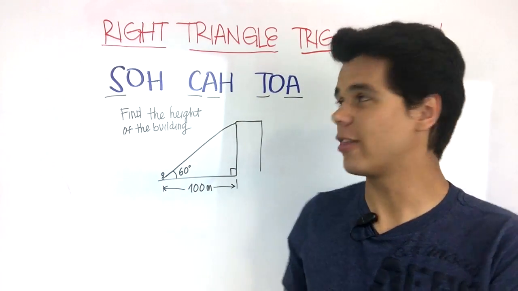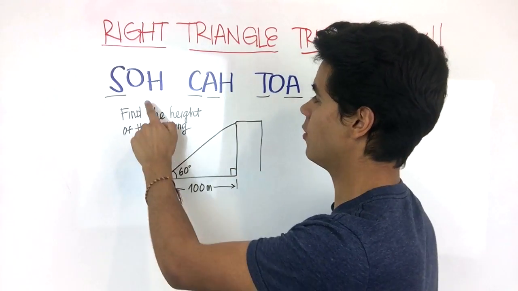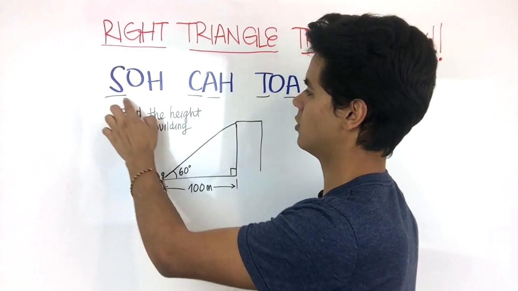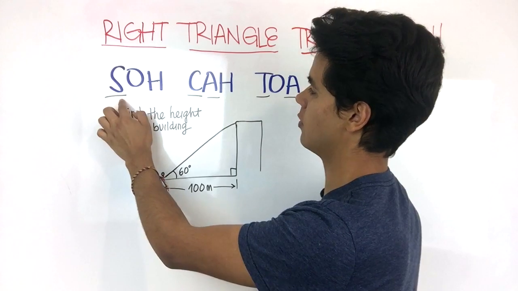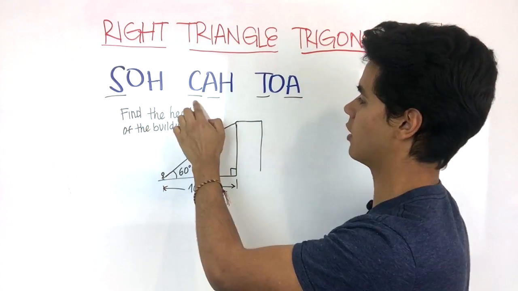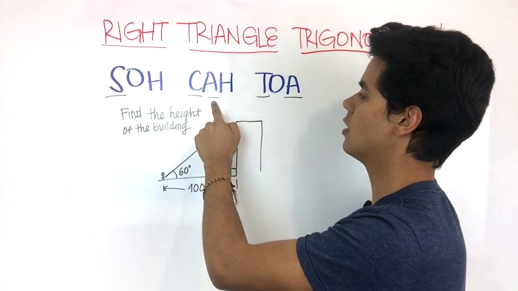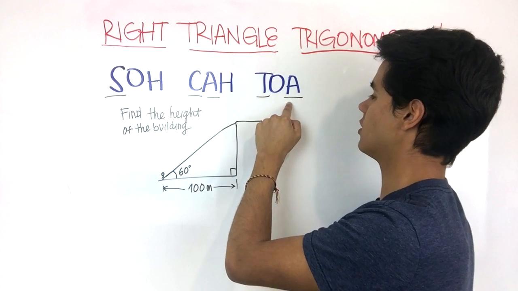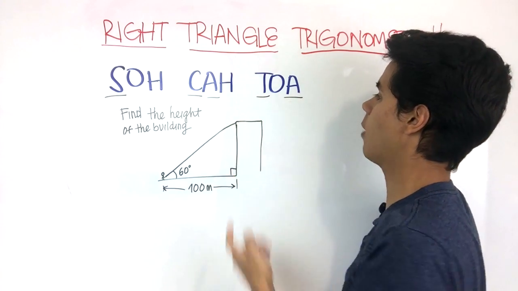Now, how I like to think about this is that if you know two out of the three letters, you can find the other one. So here we just know one of the letters. We know the sine, so we cannot find either the opposite or the hypotenuse. Here we know the cosine and the adjacent, so we can find the hypotenuse. And here we know the tangent and the adjacent, so we can find the opposite.